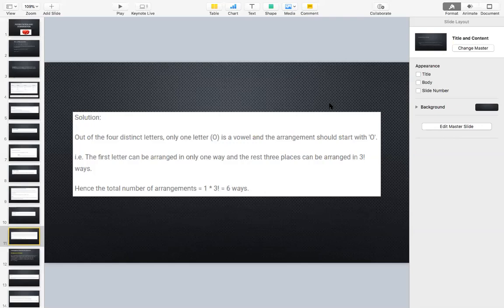Okay, Sabia is asking once again. Sabia, the question was that we need to form words using the letters of the word SURYA DEV, where the first letter should be a vowel. Now the word SURYA DEV contains three different vowels, A, E, U. So the first position can be filled by either A or E or U. So it can be filled in three different ways.